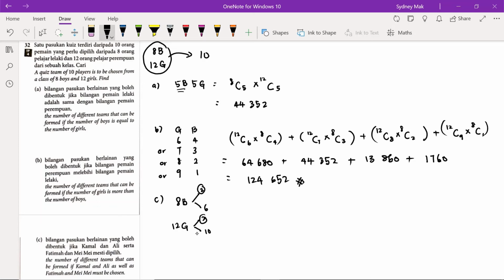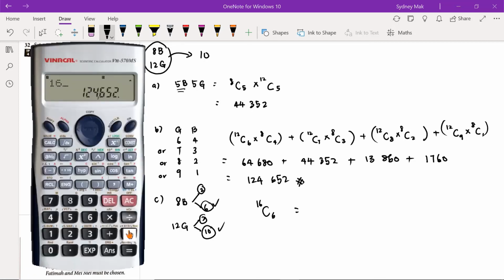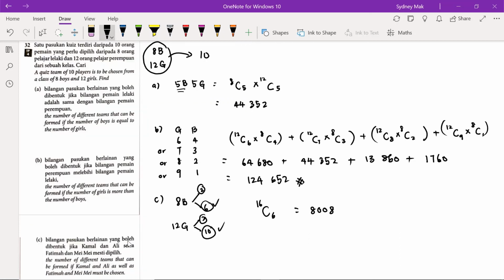So all in all, the number we need to choose from is 10 plus the 6. Therefore, we have 16 students to choose from. We are left with 16 students to choose the remaining 6 players. 16 choose 6, 8,008 ways. So 8,008 ways that we can form the team. All right, that's it for question number 32.